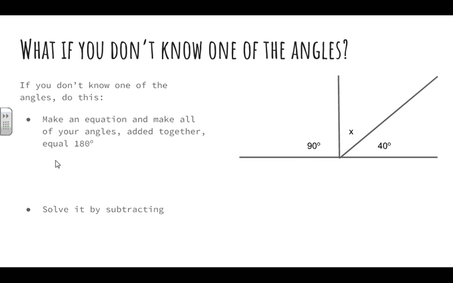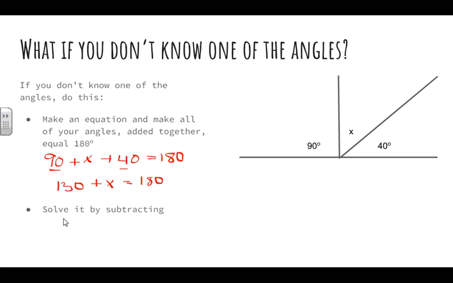So just going left to right, we've got 90 plus x plus 40 equals 180. All right, now here we have a pair of like terms like we talked about earlier in the year, so we can add them. 90 plus 40 will give us 130. So 130 plus x equals 180. All right, and that's the equation we're going to use to solve.